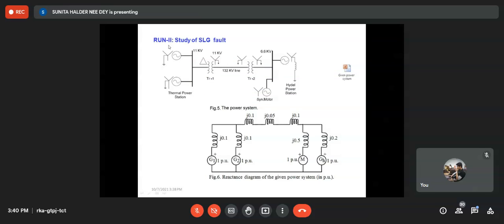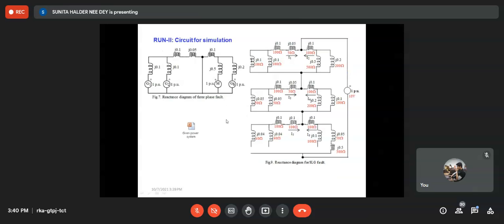So again, we have to study the same system for the single line to ground fault. For single line to ground fault, the original reactance diagram will be the same, but now the fault is single line to ground. This is the diagram. So for single line to ground fault, what happens? We have to connect the three sequence networks in series, considering the fault point, right? So these are three separate sequence networks. I am not discussing it again.